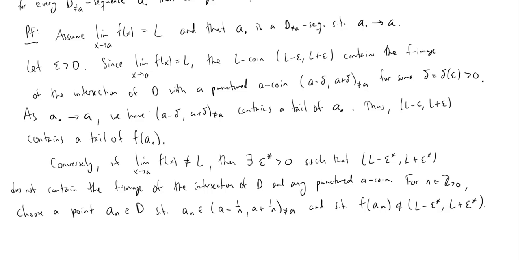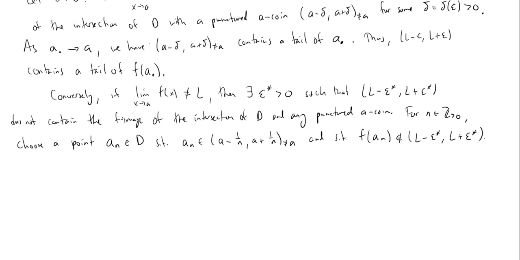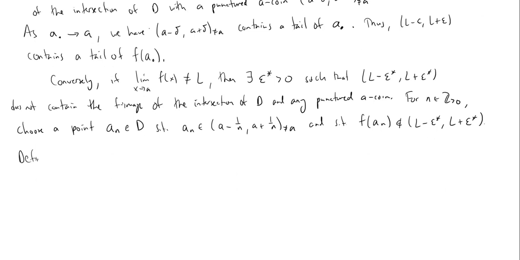Okay, so there's not one particular a, and for each little n, right, I'm going to choose some point a sub n. And this is going to give me a sequence. Okay, so we define A dot equal to the sequence a sub n, n starting at 1. Okay, now because I chose each a sub n to be in D, I know that this is a D sequence. And because I chose each of these a sub n so that they were in the punctured A coin, I know that this is even a D not equal to A sequence.